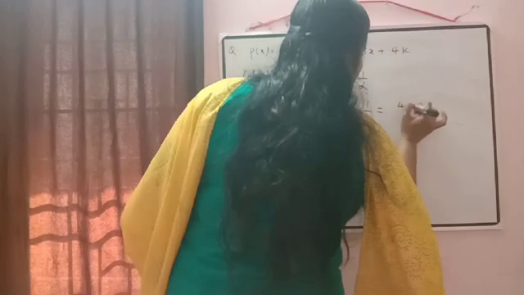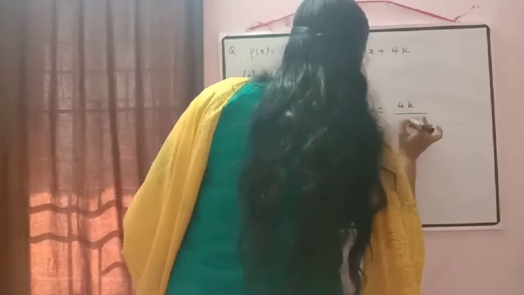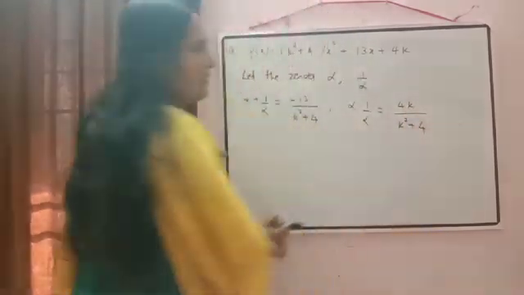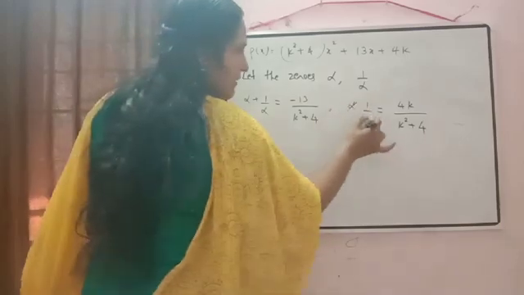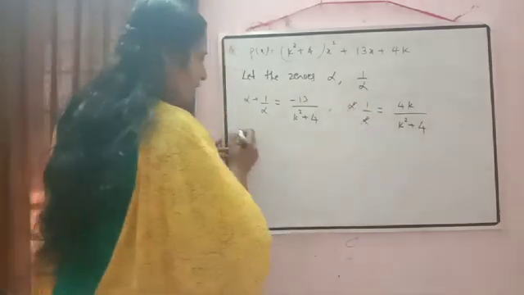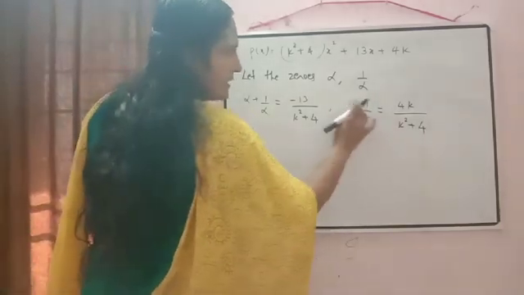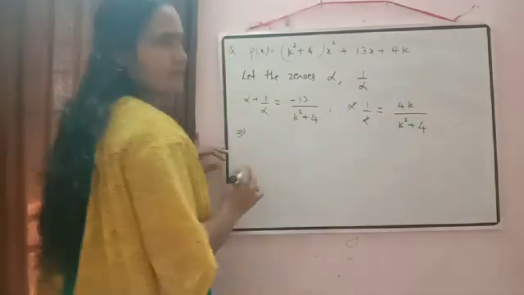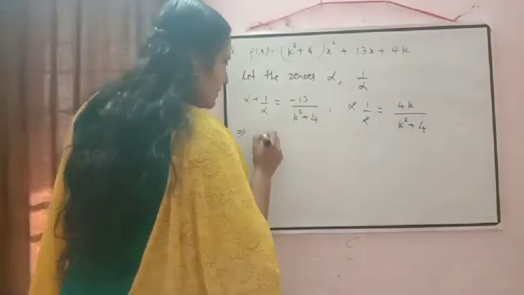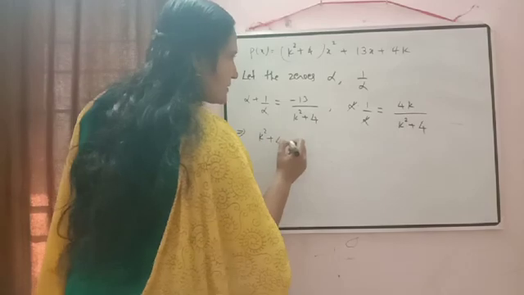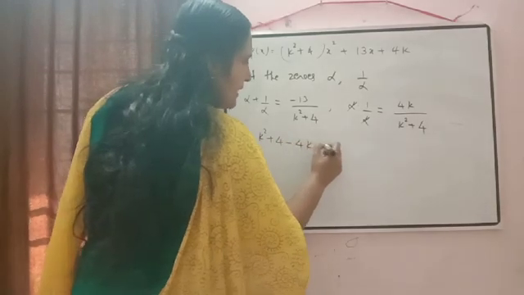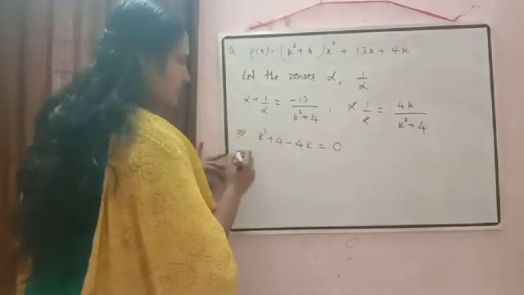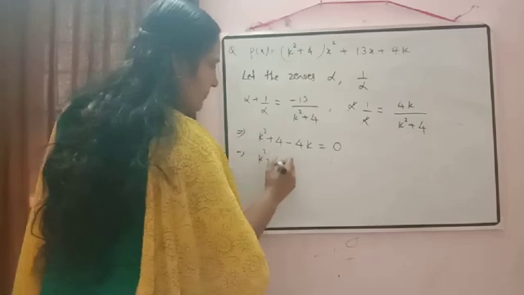So the constant term is 4k by k square plus 4. Now here alpha and alpha will get cancelled. Now we have only one variable, that is k. So k square plus 4, I am shifting to the left hand side. So we will get here k square plus 4 minus 4k is equal to 0. It is a quadratic polynomial.